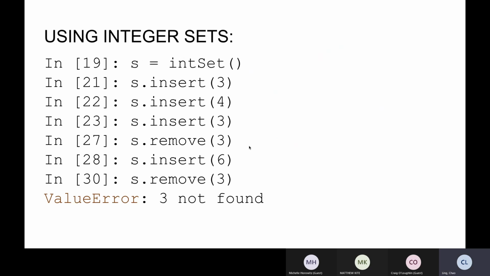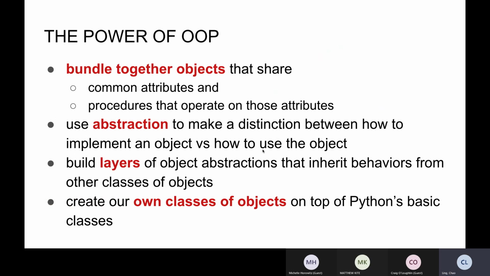And then once you've done that, if you remove 3 again, it will say 3 not found, value error. So be careful. All right, so these 3 examples are pretty straightforward. Hopefully that will help you to understand. You just scratch the surface of object-oriented programming, but at least you should be able to understand other people's code when they're using class and object.